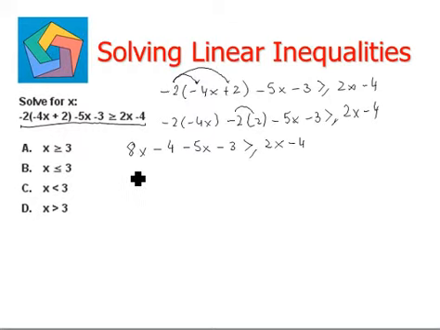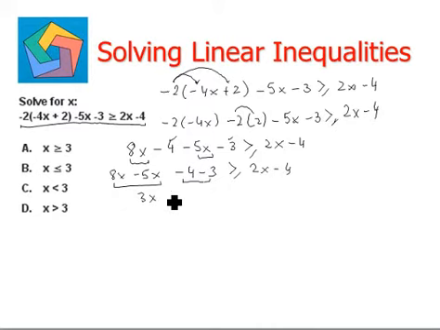Put the like terms together, 8x minus 5x, negative 4 minus 3. These are the like terms on this side and the other side as it is. So 8x minus 5x is 3x, negative 4 minus 3 is negative 7, is greater than or equal to 2x minus 4. Now we bring this 2x to the other side, so we subtract 2x from both sides.